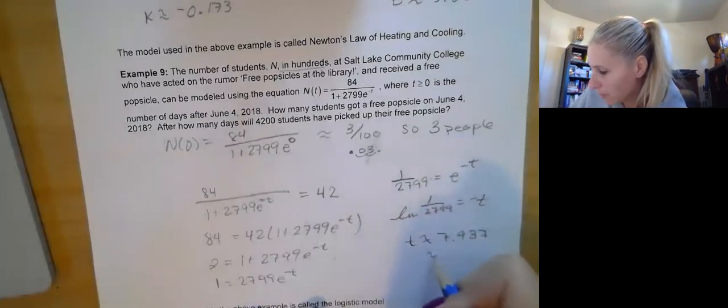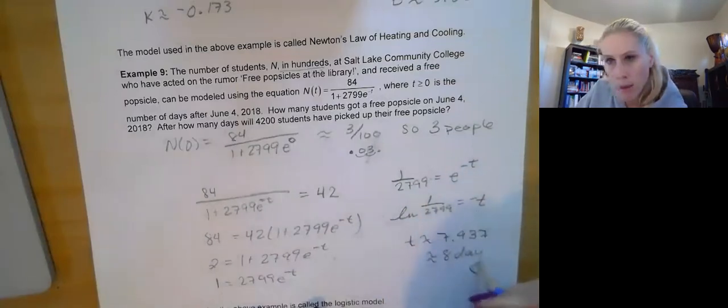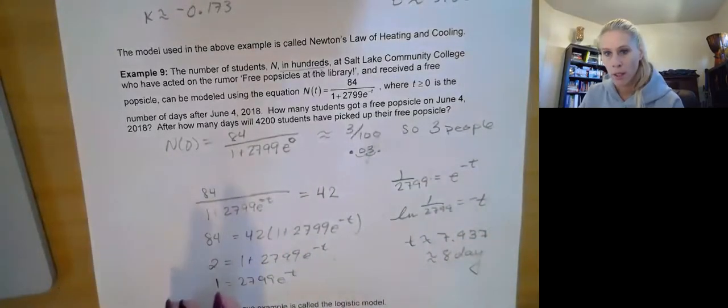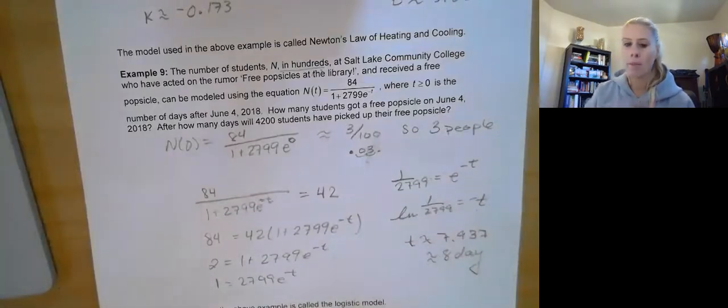So about 8 days, right? So this rumor spread, people found out it was true, no longer a rumor, and it only took 8 days to get out popsicles to 4,200 students. All right, guys, there we go. Make sure you focus on what information is given to you, what the question is asking for, and remember what formula to use.